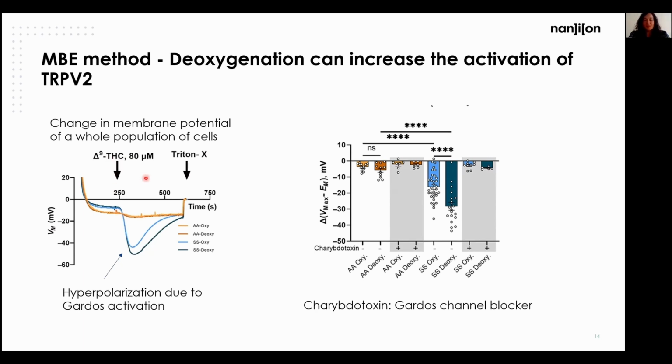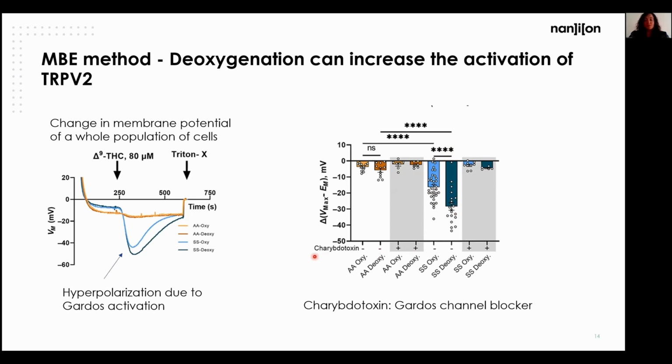We can see that with the application of THC, there is a hyperpolarization due to Gardos activation, because Gardos, with the potassium efflux, makes the membrane more negative. We can see that in the patient, the hyperpolarization is bigger. We performed the technique in oxy and deoxy conditions. The control is not impacted by the deoxy state, but in the sickle cell, we can see a further increase of the hyperpolarization.